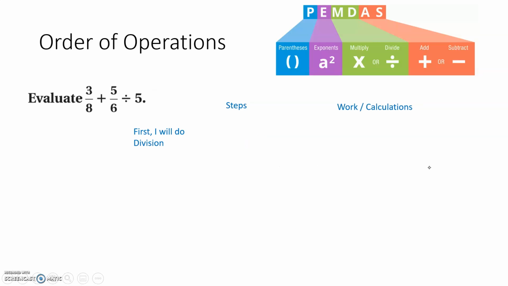All right, so now we're going to do some order of operation problems. Like with everything, we always have to follow the same steps. Parentheses, exponents, multiply or divide, whichever comes first, and then add or subtract, whichever comes first. So 3/8 plus 5/6 divided by 5.